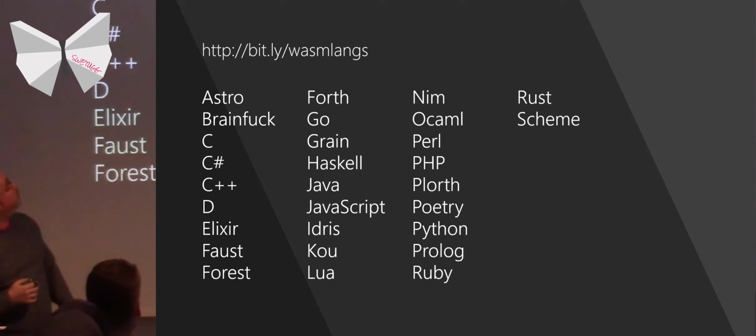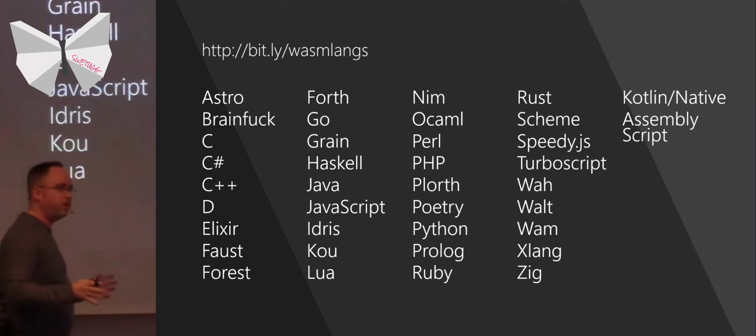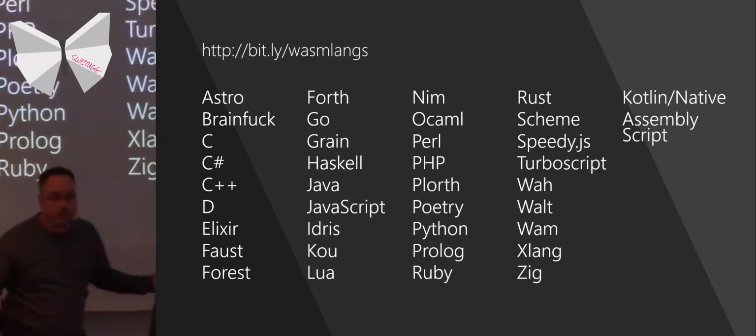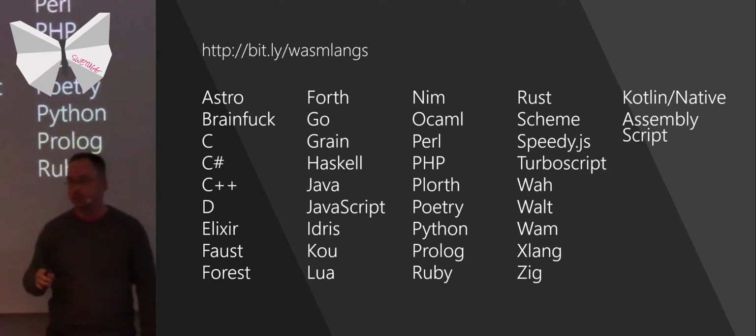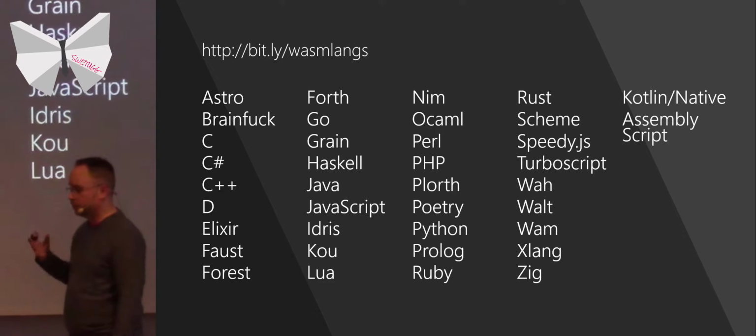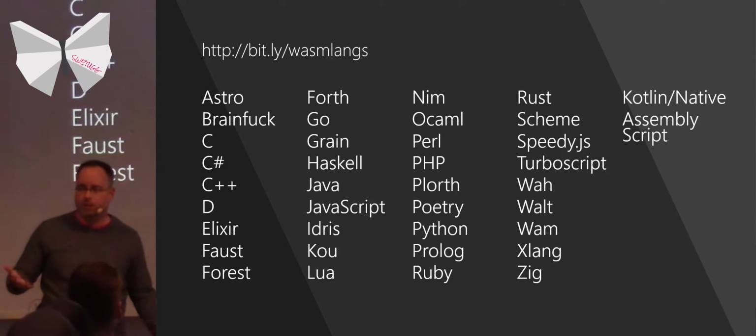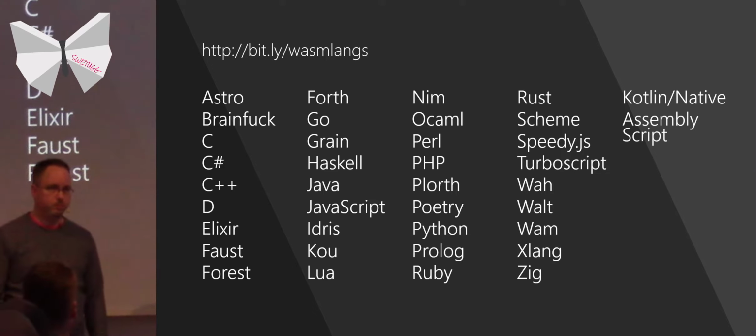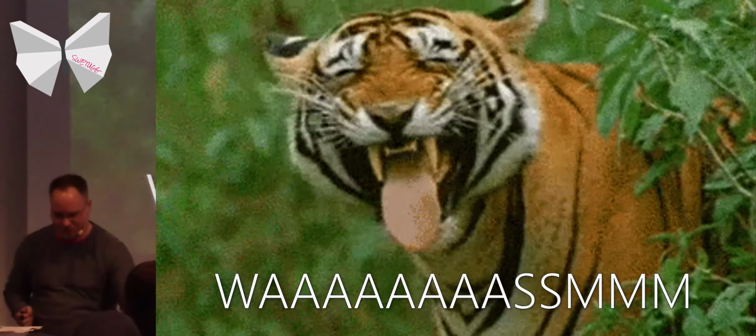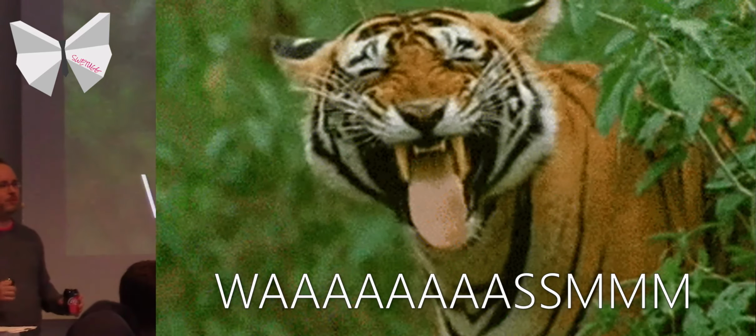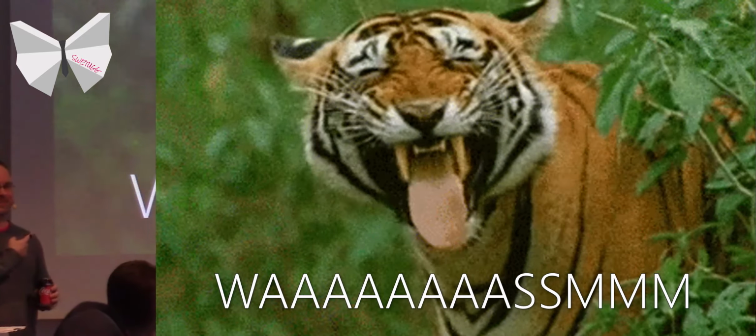This wasmlangs, bit.ly/wasmlangs, is a page where you have all the languages, or some of the languages, I guess. 38, last I counted, not counting the ones that are not actively developed. This includes Go, Haskell, Java, Ruby, Python, Kotlin, and of course, C#. WebAssembly is also called WASM. And from this moment forward, every time you hear WASM, you're going to see this, right?